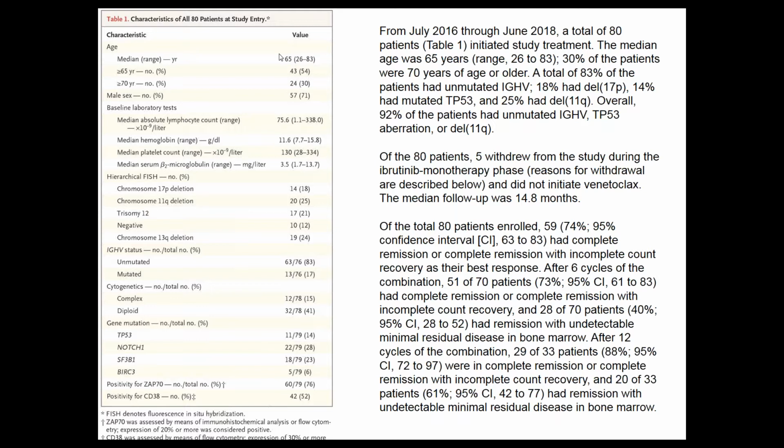So if we look at the patients, they have a mean age of 65. Men and women are both represented. And we can look at their lymphocyte counts, 75,000 as indicated here. Increase in serum beta-2 microglobulin was observed in some patients. They're anemic, and they have a variety of chromosomal aberrations and deletions that are typical for chronic lymphocytic leukemia.